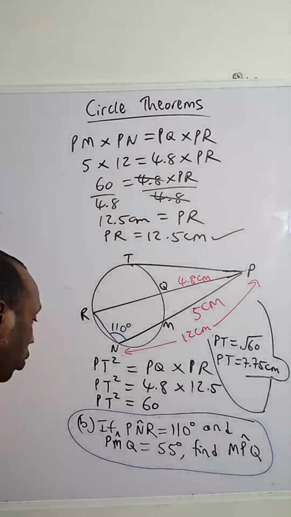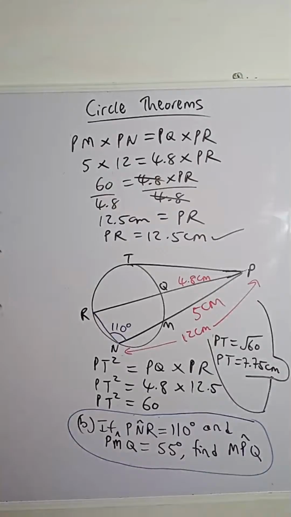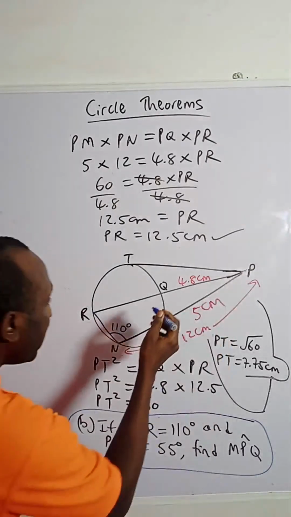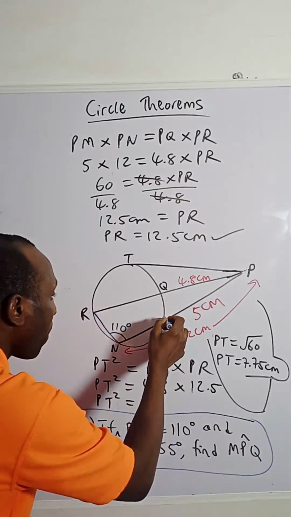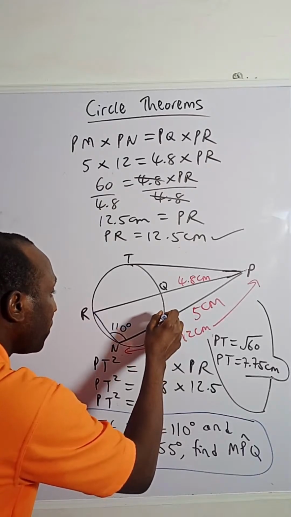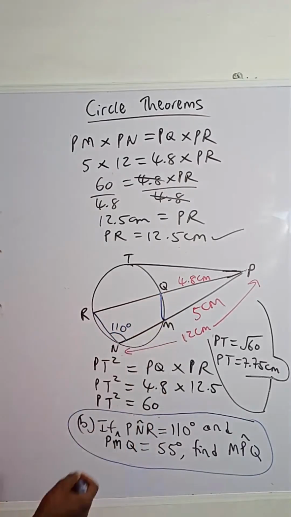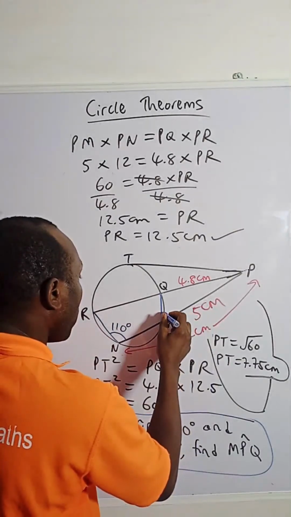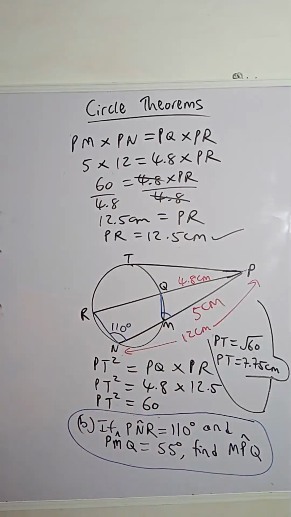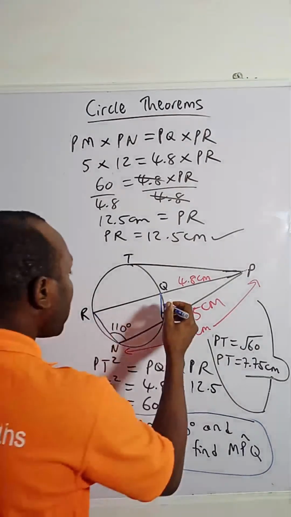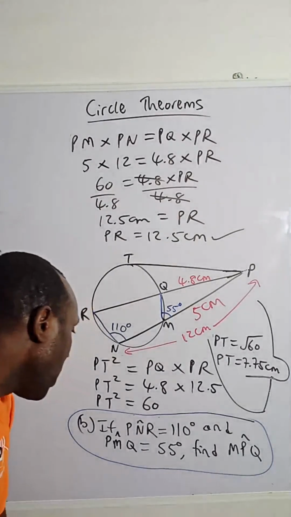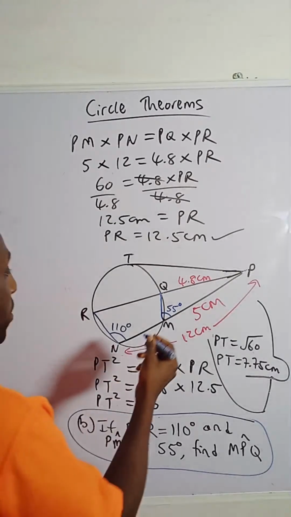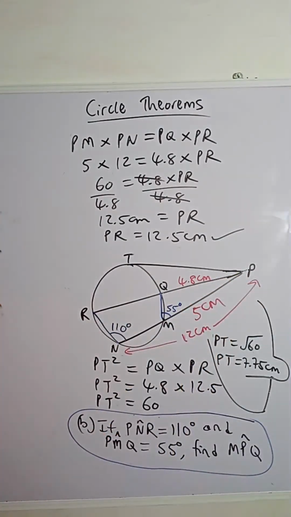That's it. Now what again was given to us? PMQ, where is that? PMQ. This one here. This angle here. Yes, that angle is 55 degrees. And now we're asked to find MPQ. MPQ. This angle.